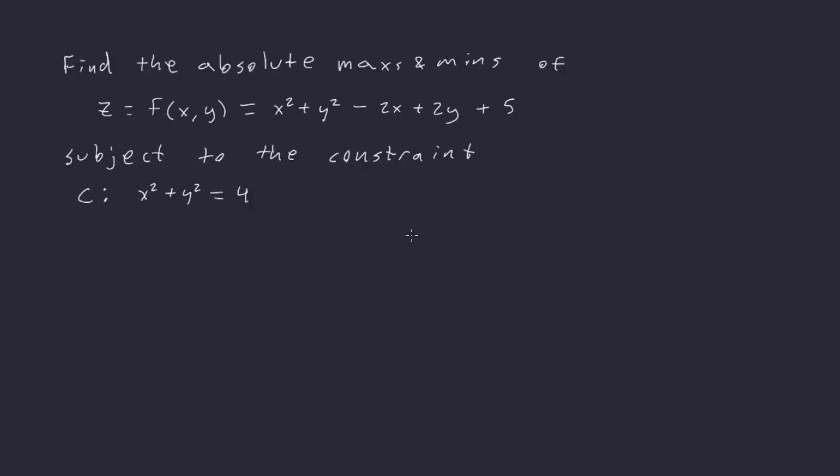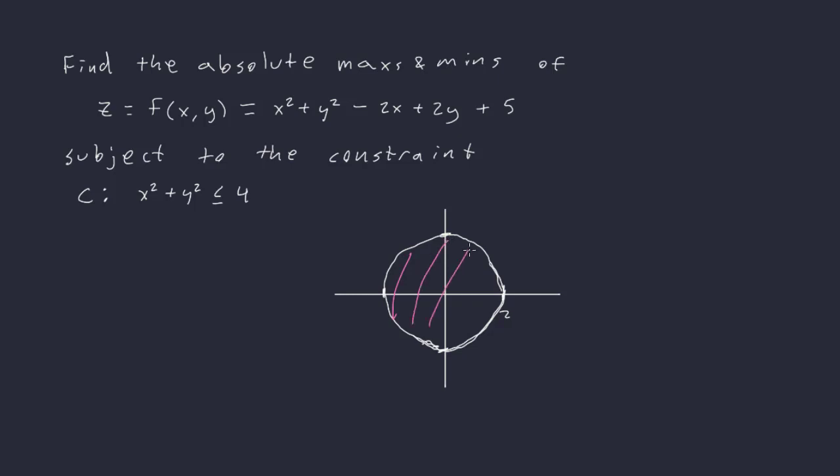All right, before I close this one off, I do want to mention one thing. Don't get freaked out if you see that instead of a constraint curve, it gives you a less than or equal to. Okay, all that's telling you is if your constraint is x squared plus y squared less than or equal to 4, you take the circle of radius 2, and then everything else on the inside.